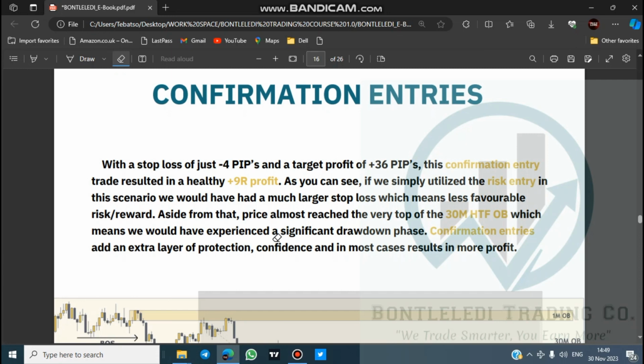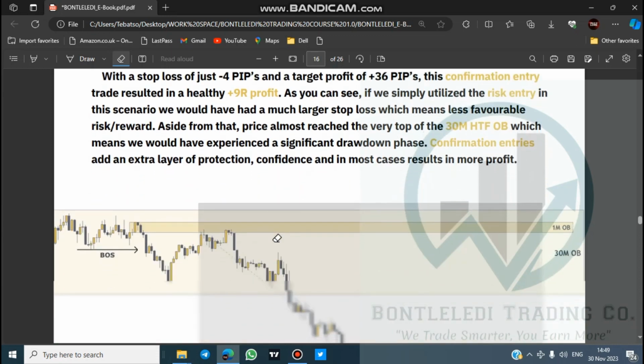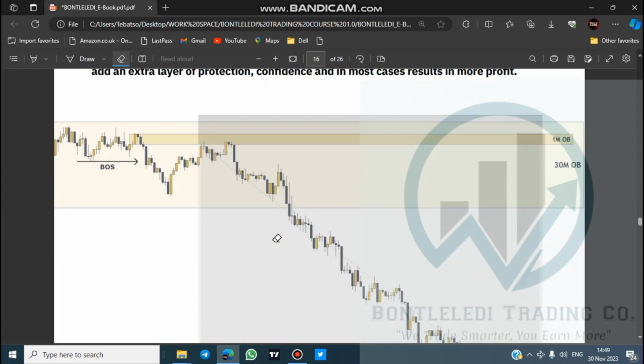So confirmation entries add an extra layer of protection. Confidence in most cases results in more profit. You get the point. So let's look at how it portrayed. Look at this. Remember this. Let me just highlight this. This level right here. This was the level of entry for the 30 minutes order block. This was the open of the 30 minutes order block.